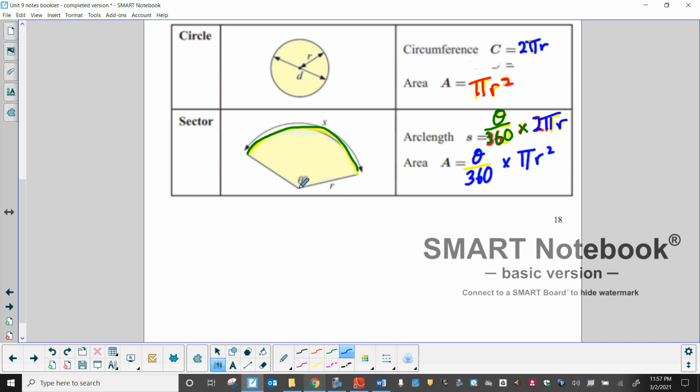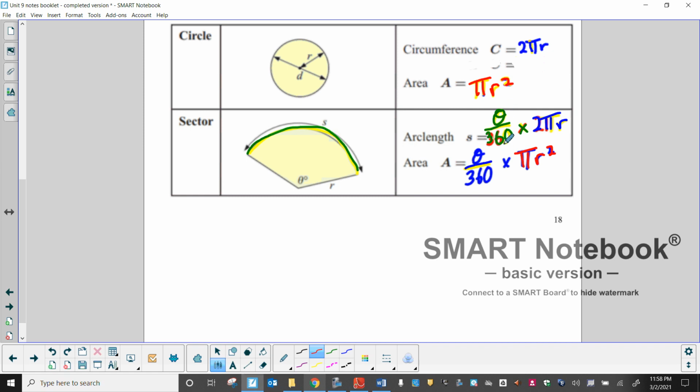Basically it's not a full circle, but if that was, for example, 90 degrees, it'd be 90 over 360, which is like a quarter of a circle. If that was 45 degrees, we'd put 45 degrees over 360 times 2 pi r, and we would be given the radius. The area, by the same definition, is the angle over 360, but instead of times the circumference, we times it by pi r squared, which I'll put in red because above I've got pi r squared in red.